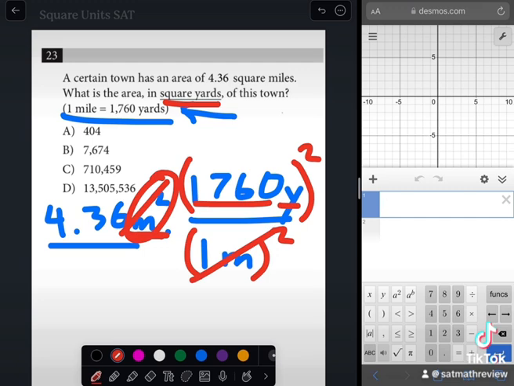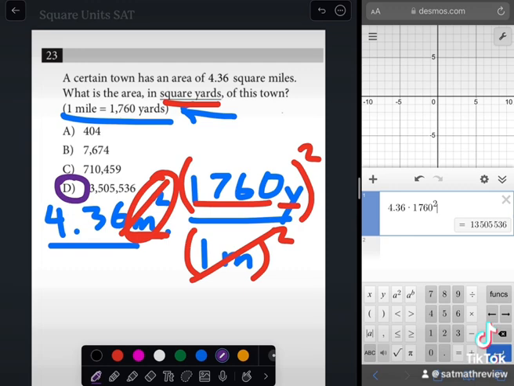I'm just going to come over here to Desmos to finish this problem for us. I have 4.36, and this is all going to be multiplied by 1,760 squared right over here. And I do this, and I see I'm left with my answer choice D right over here.